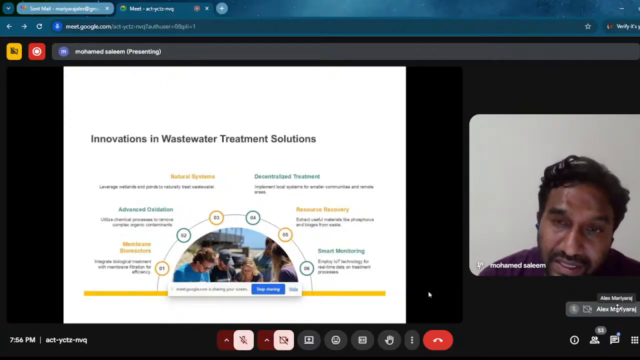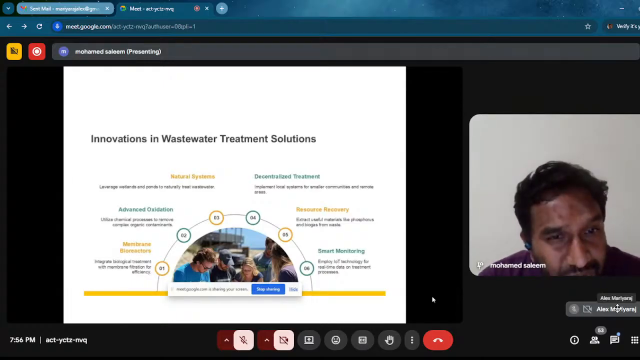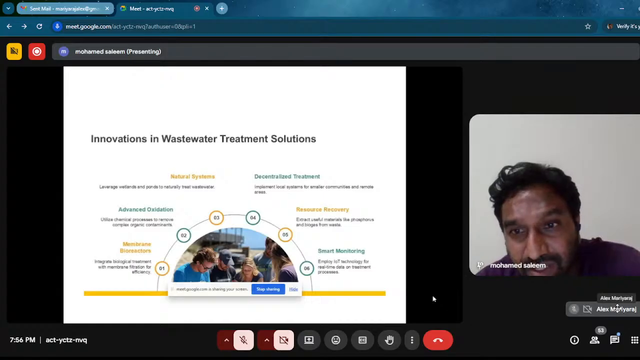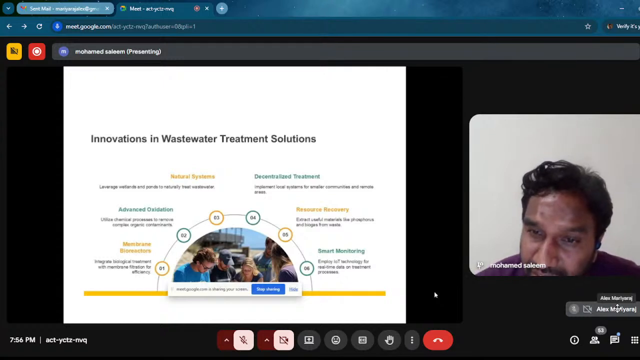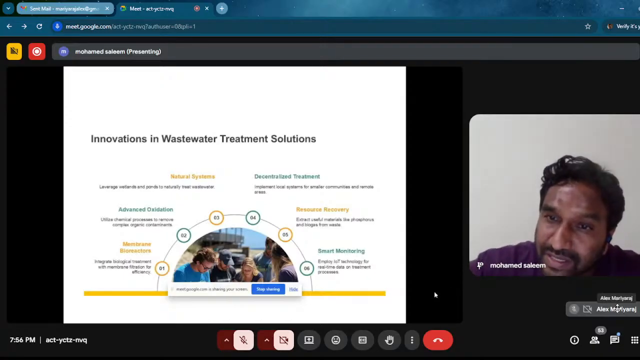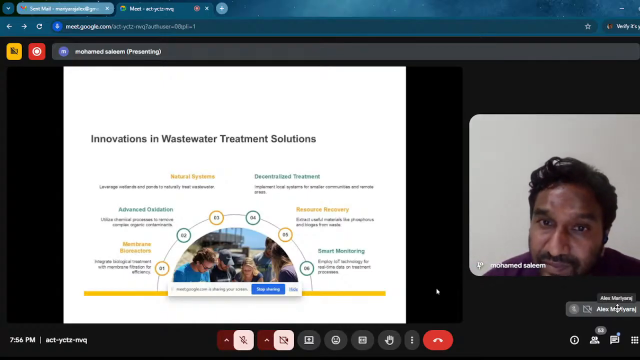Innovations of water treating solutions like natural systems, advanced aggregation, membranes, bioreactors, decentralized treatment, resource recovery, and smart monitoring. Actually, smart monitoring you can use as an IoT technology for real-time data on the treatment process. Resource recovery extracts useful material like phosphorus and biogas from the waste.